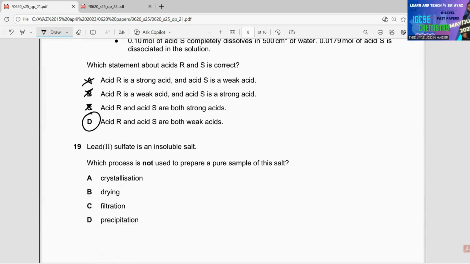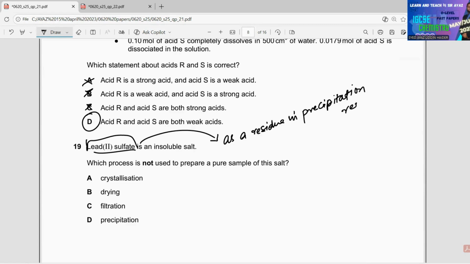19. Lead(II) sulfate is an insoluble salt. Which process is not used to prepare a pure sample of this salt? If it's an insoluble salt, you will definitely go for a precipitation reaction. In a precipitation reaction, you will be obtaining this lead sulfate as a residue. So you can't have crystallization in this.